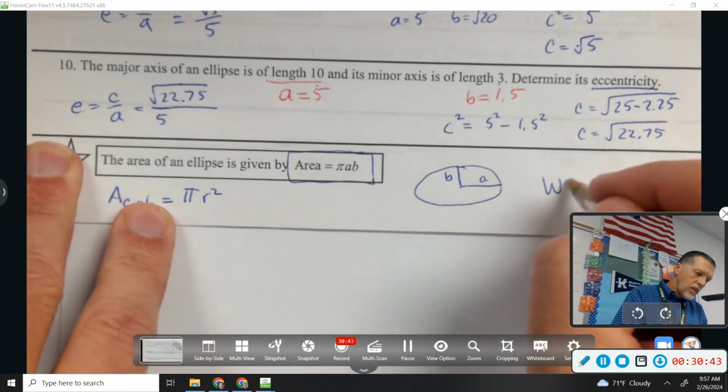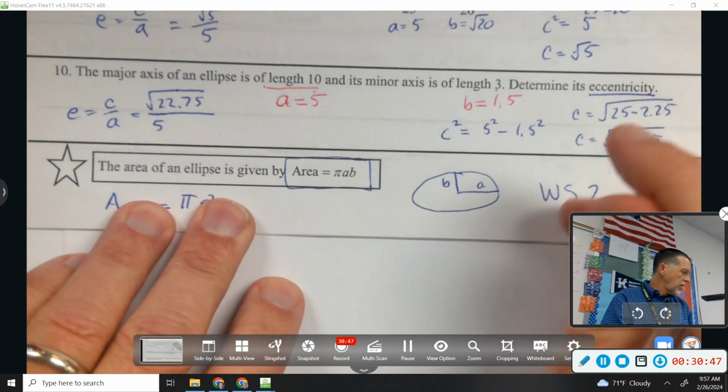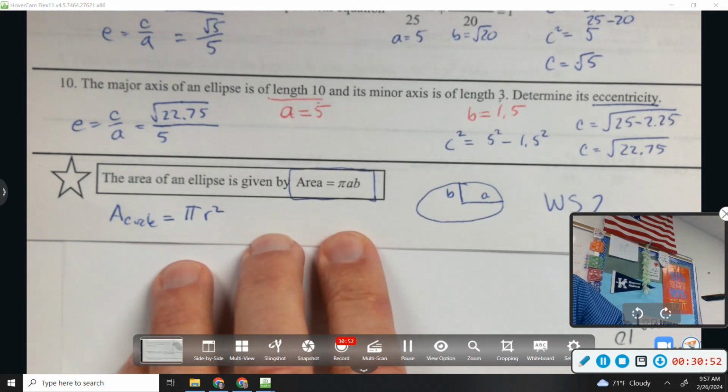All right, so what are we up to? Worksheet number 2, I think. Yeah, worksheet number 2.